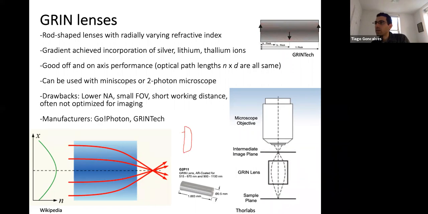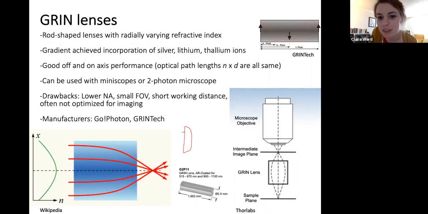Let me see. I have a question, it's more general, but in all of these images, the objective is perfectly perpendicular to the lens or the cover slip. Is that necessary?